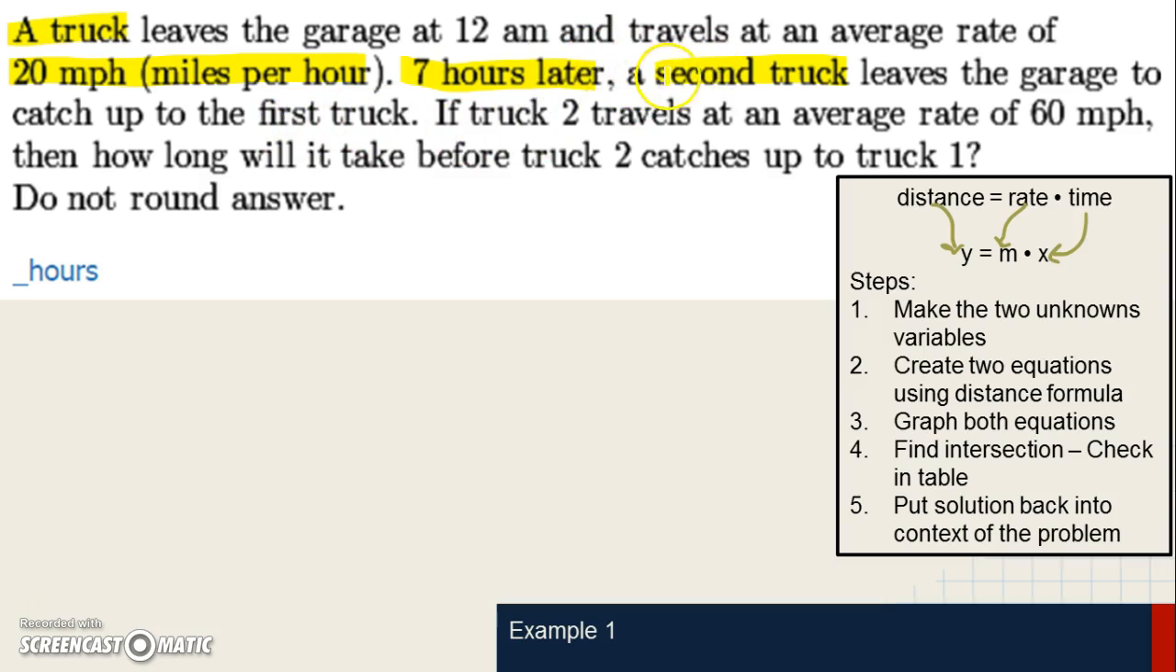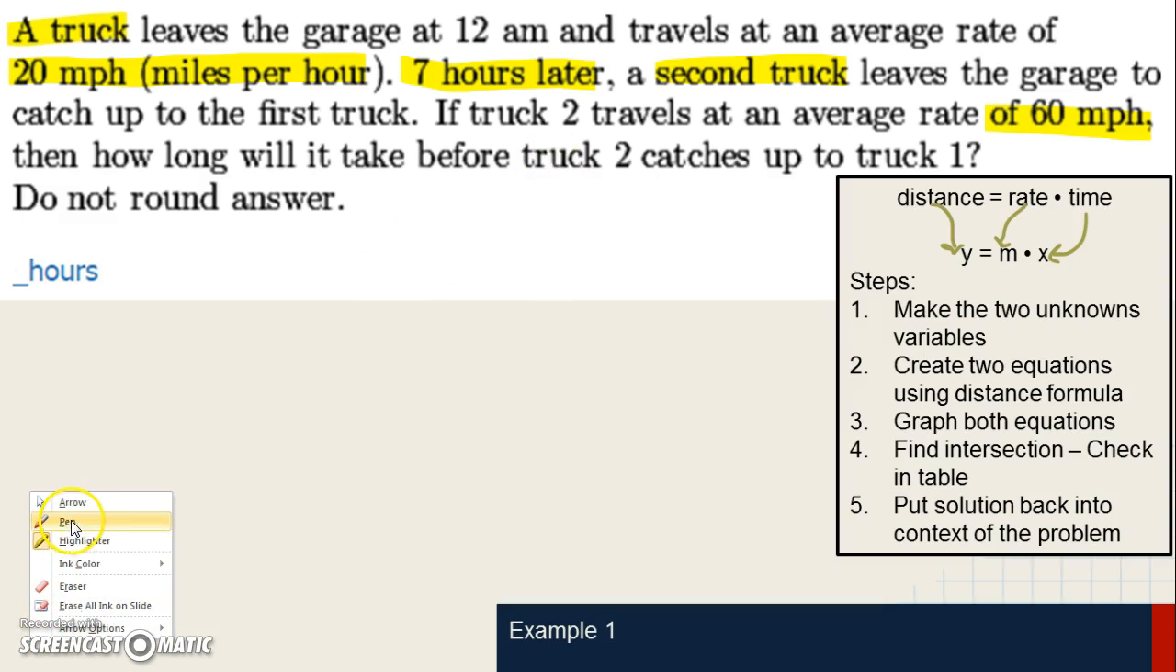So if this truck catches up to the first one, which is going 20, then it has to be going faster. If truck 2 travels at an average rate of 60 miles an hour, which is obviously faster than 20, then how long will it take before truck 2 catches up to truck 1? So let's go ahead and get into our steps now.